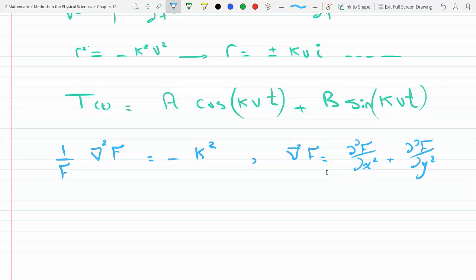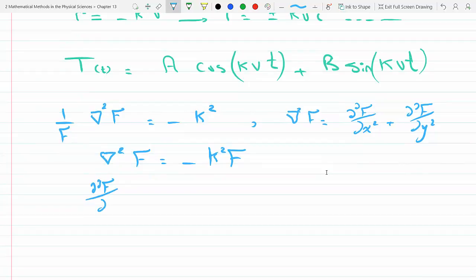Now again we're going to use separation of variables on this, because in this partial differential equation there's two variables, x and y. First let me write it as del squared f equals minus k squared f. I multiplied f on there. Now I'll write the del for what it is, the Laplacian: d squared f over dx squared plus d squared f over dy squared equals minus k squared f.